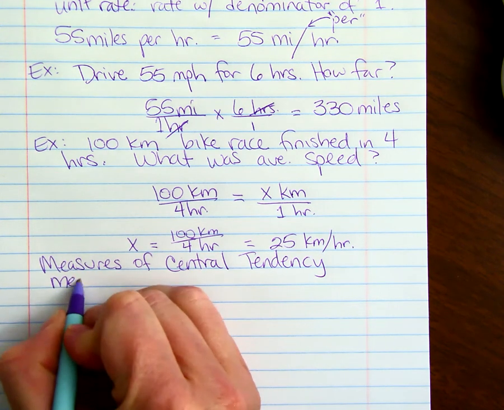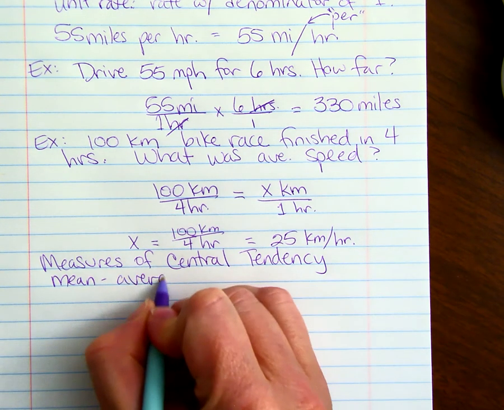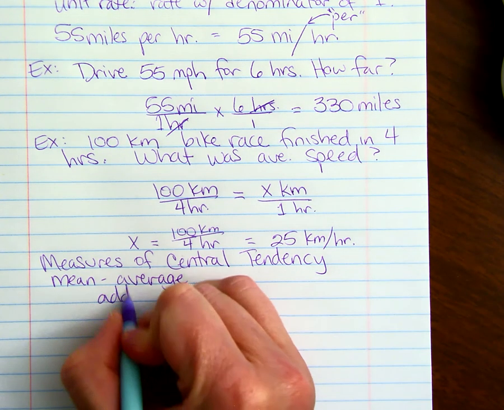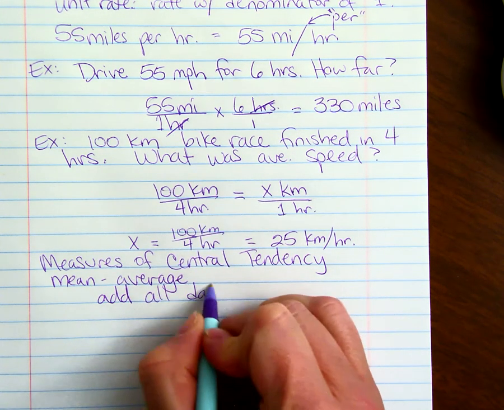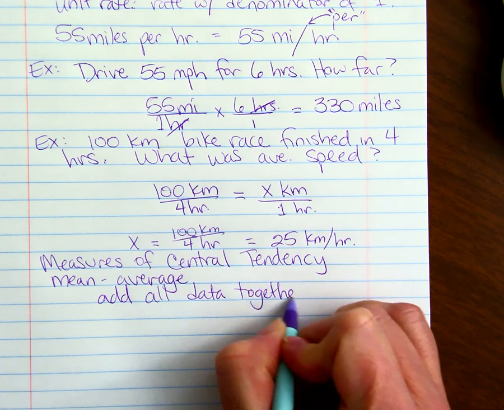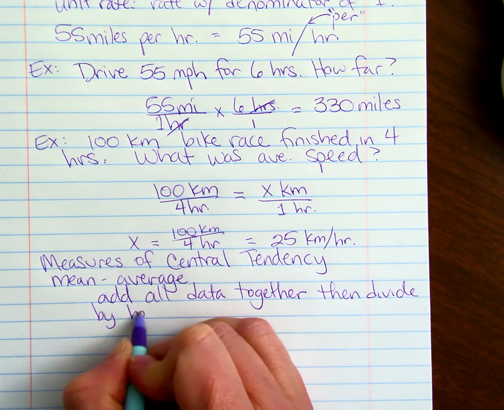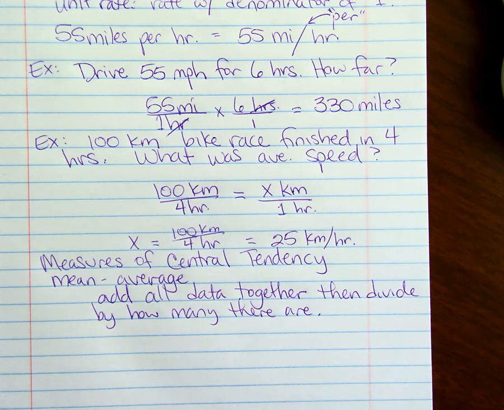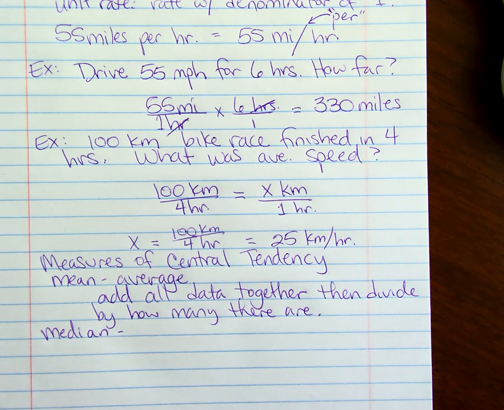So the mean, this is the one that I think of as really mean. Another name is the average. This is the one that takes so much time and effort where you add all the data together and then you divide by how many there are. The median is the middle number when you put it in order. So you put the numbers in order, then find the middle number.